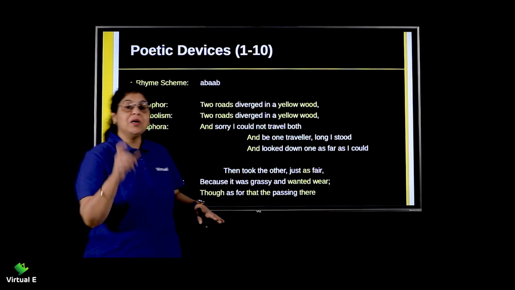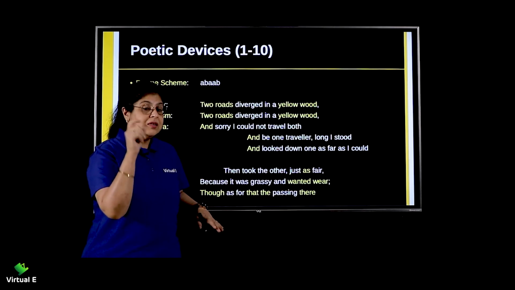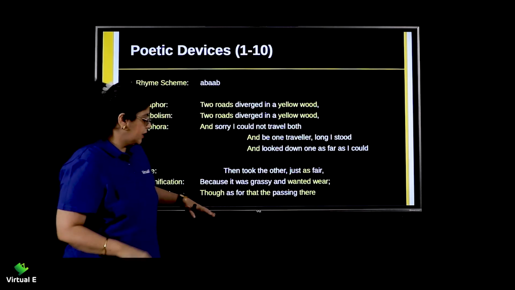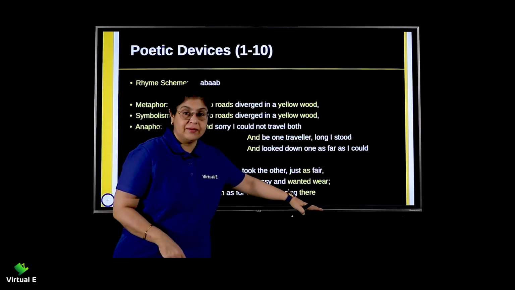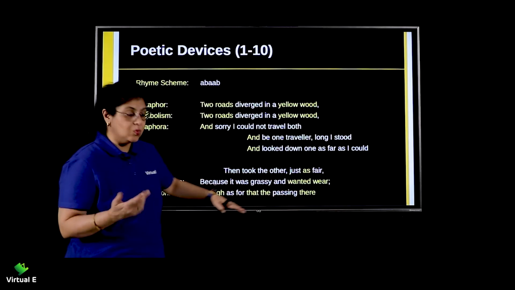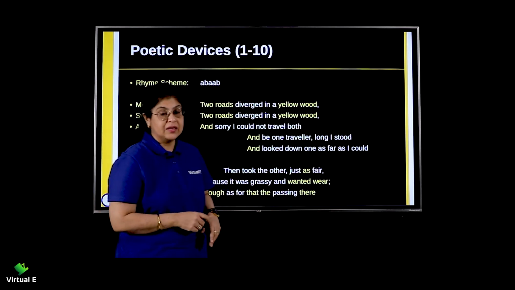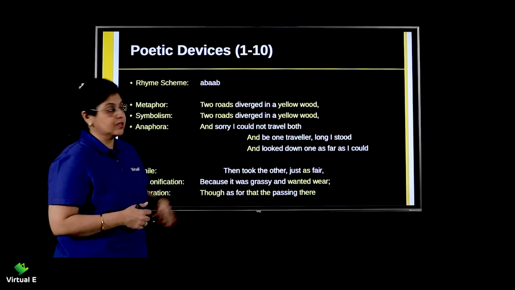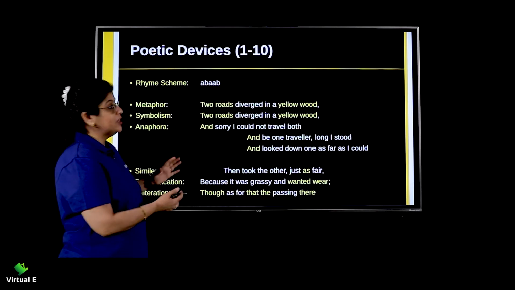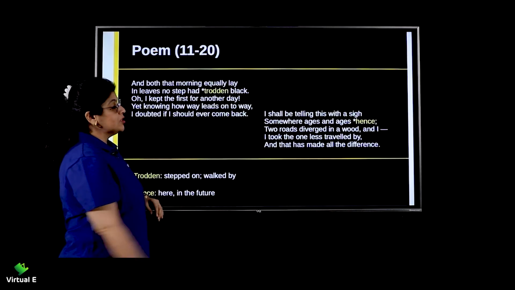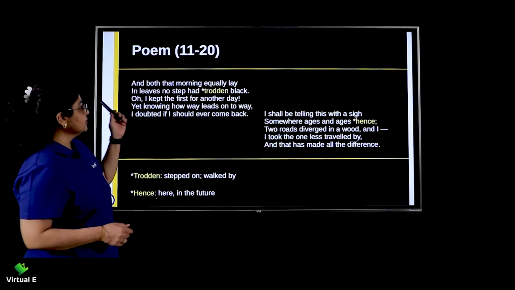Alliteration, remember, is the repetition of the initial sound of the consonant. So you see "though, the, there". It is alliteration. Why? T, T, T, T. It is being repeated. Yes, that is alliteration. So I guess you're clear with all the figures of speech which have been used in lines 1 to 10. Moving to the next set of lines.